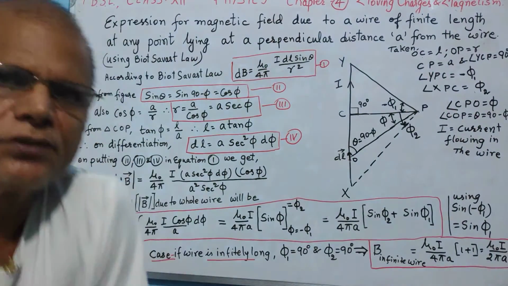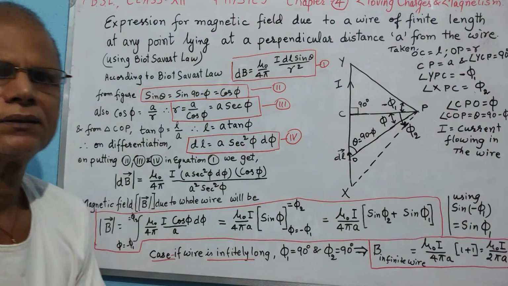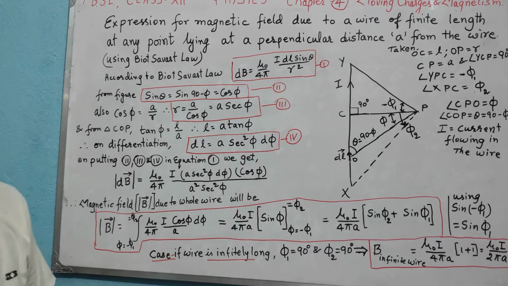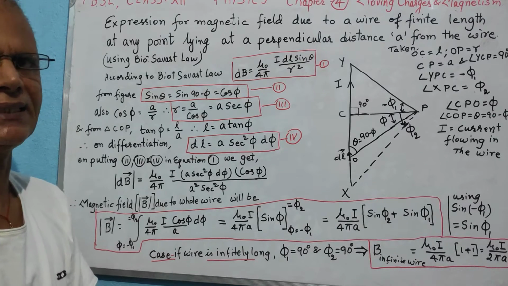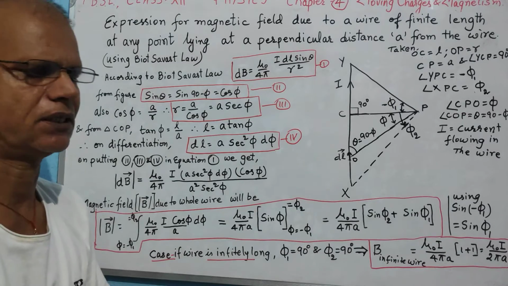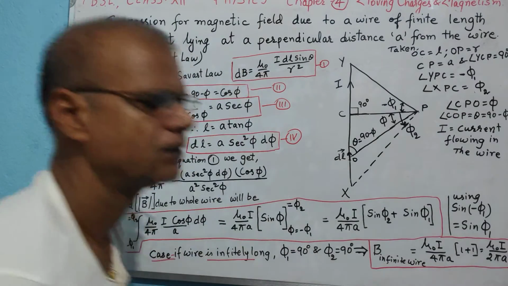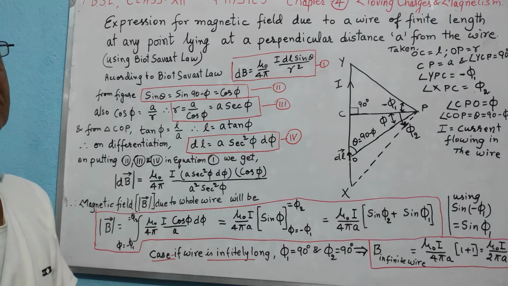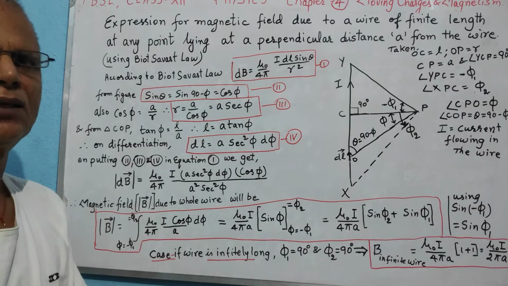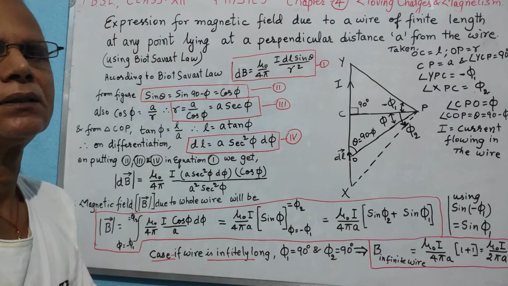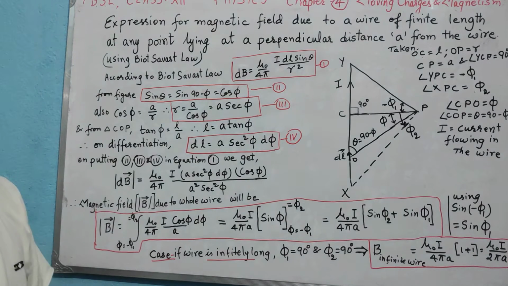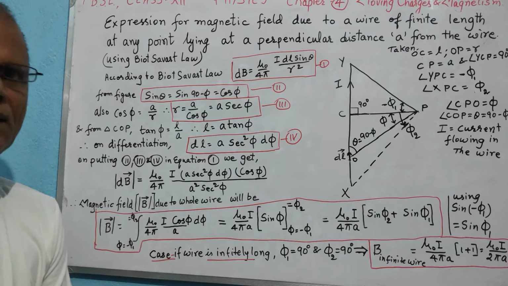Dear students, today we are going to learn how we can find the magnetic field due to a straight wire having finite length using Biot-Savart law. And then finally, once we have done this successfully, we will also find what will be the magnetic field due to the wire if its length is taken to be infinitely long. But this time we are applying Biot-Savart law.